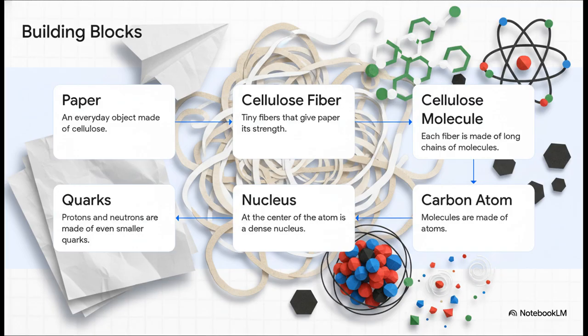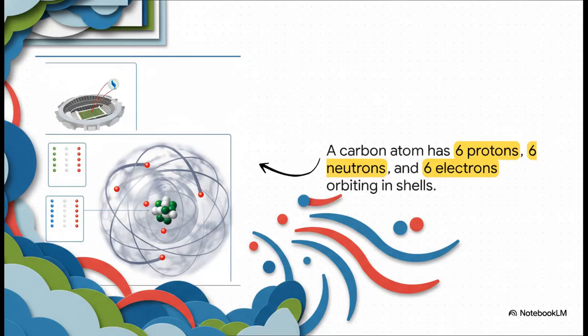Inside that atom is a tiny, dense nucleus. And what's inside the nucleus? Protons and neutrons, which themselves are made of what we think are the truly fundamental bits, quarks. Wow. From a piece of paper all the way down to quarks in just 6 steps. That is incredible. So here we are. We reached the atom, the basic unit of all this stuff.